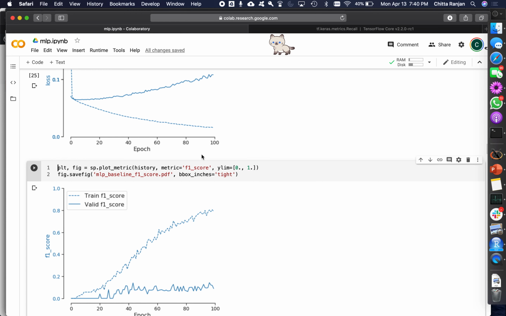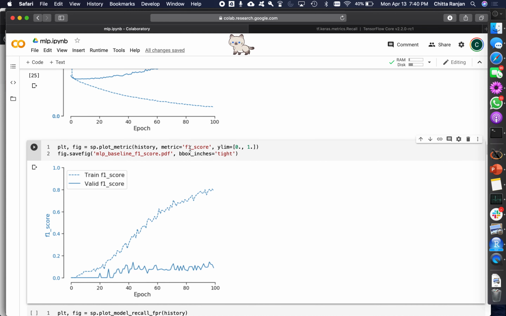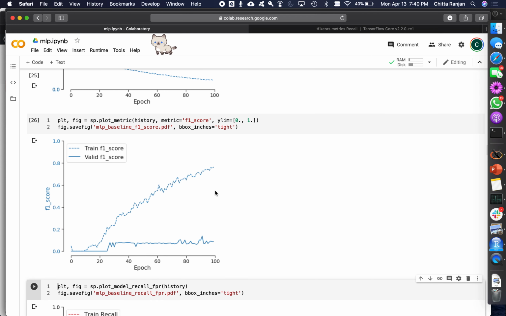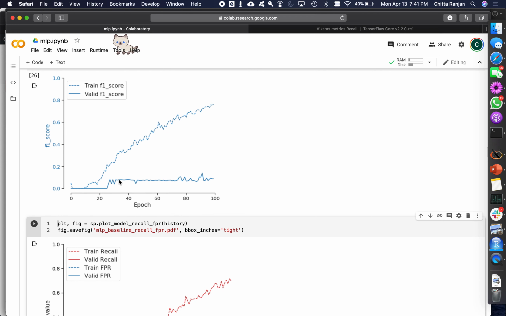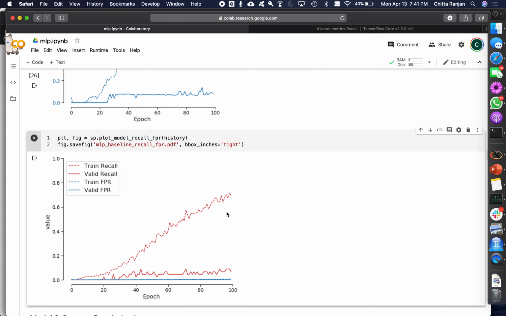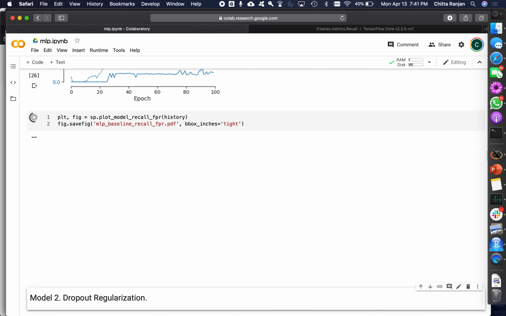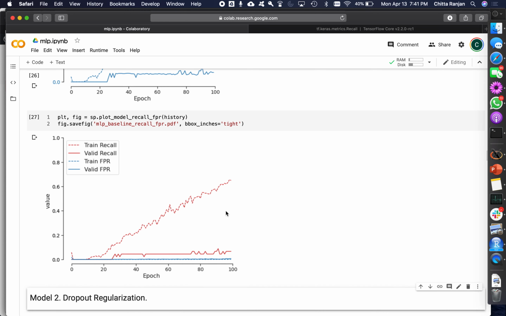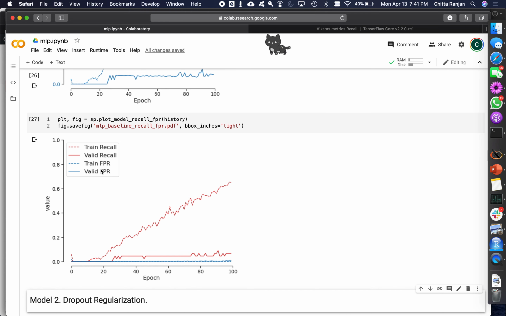And then we are plotting the F1 score. It is one of the accuracy measures. We are getting somewhere less than or around 10% F1 score. And lastly, we are plotting the recall and false positive rate. In this plot, what we are interested to see is the false positive rate should be close to 0 and the recall should be as high as possible.